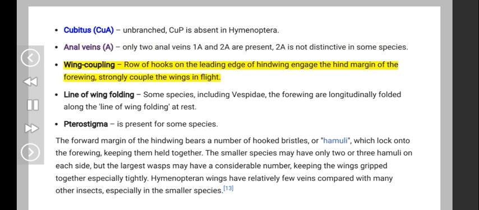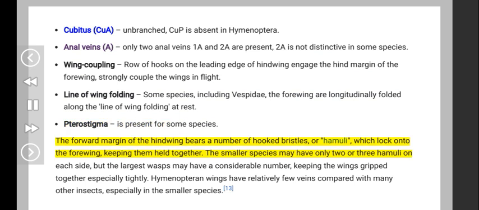Wing coupling, a row of hooks on the leading edge of the hindwing engage the hind margin of the forewing, strongly coupling the wings in flight. Line of wing folding, in some species, including Vespidae, the forewings are longitudinally folded along the line of wing folding at rest. Pterostigma is present in some species.